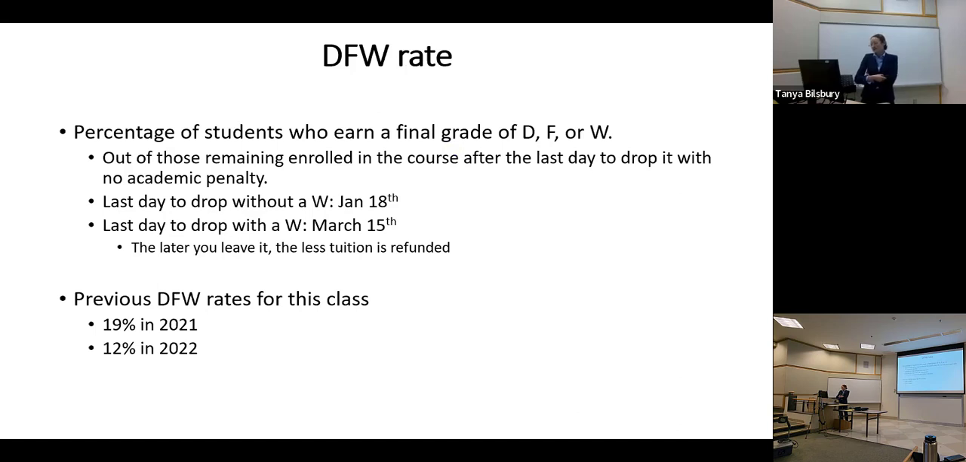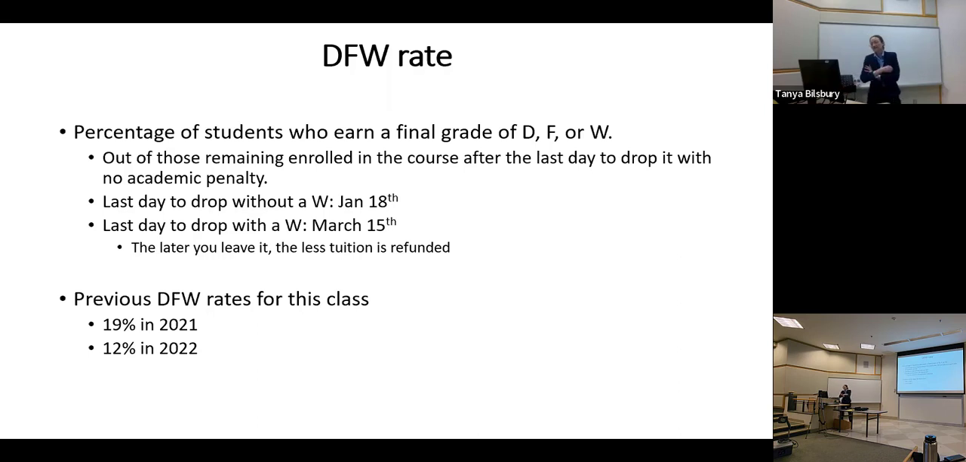There are dates for you to drop the class. You want to check the academic calendar that's online, or the undergraduate calendar that's online. You can get a full refund. You have about a week to do that. And then there's a last date to, sorry, I just noticed an error in my slide. It says, no, last day to drop without a W.